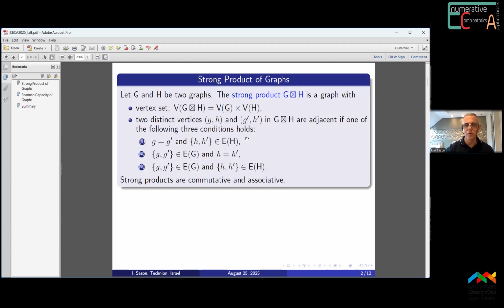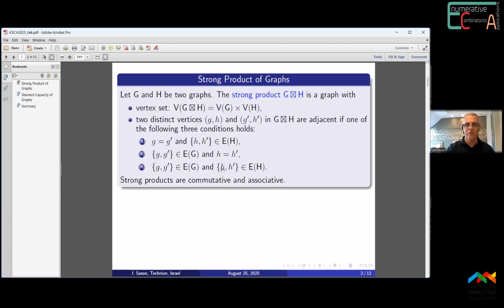three conditions holds. In the first case, they are either equal in the first coordinate and adjacent in the second coordinate, or the opposite, they are adjacent in the first coordinate and equal in the second coordinate, or they are adjacent in both coordinates. So the strong product is commutative and associative.